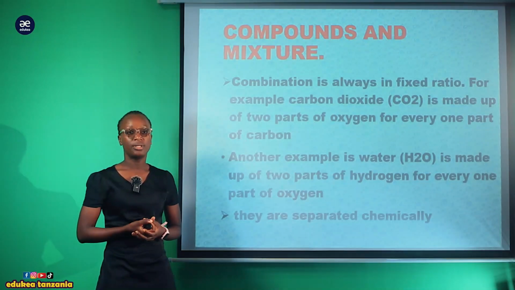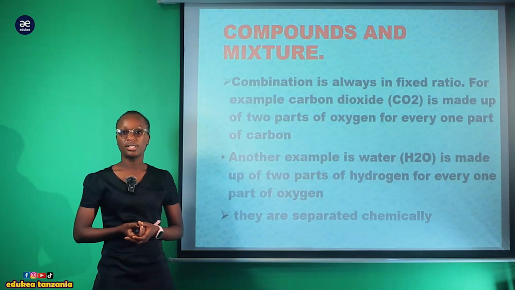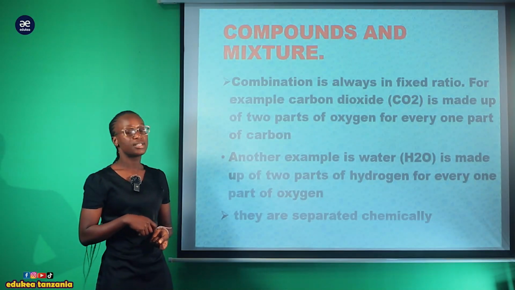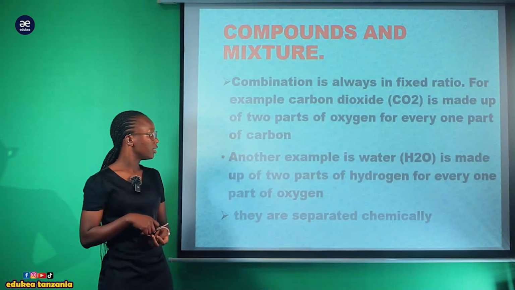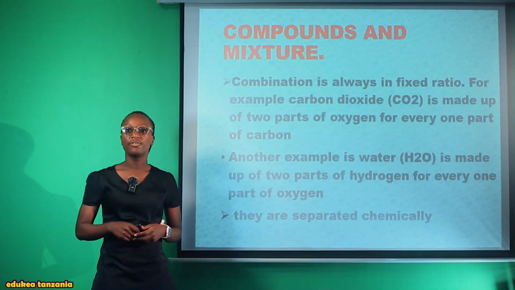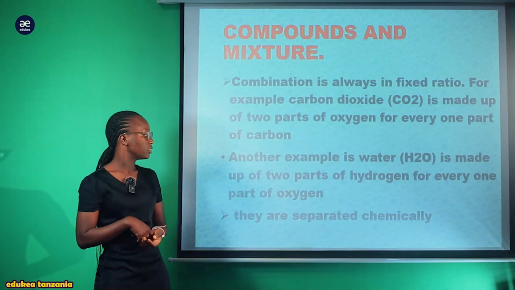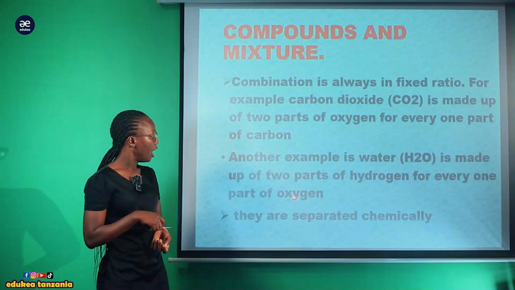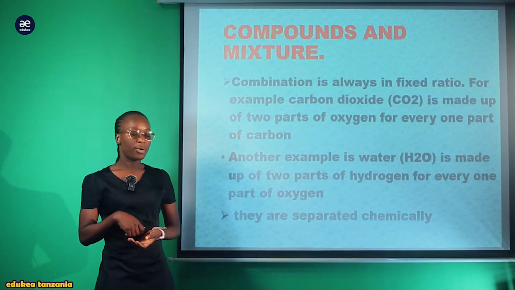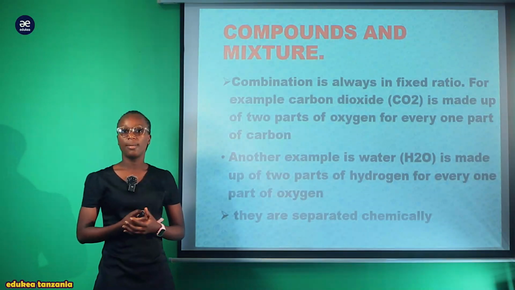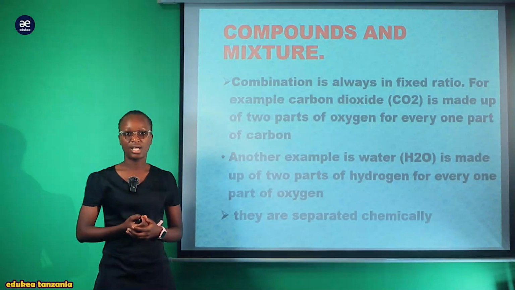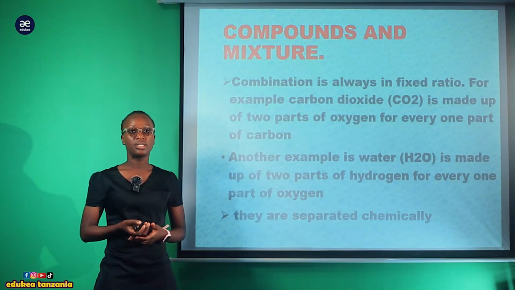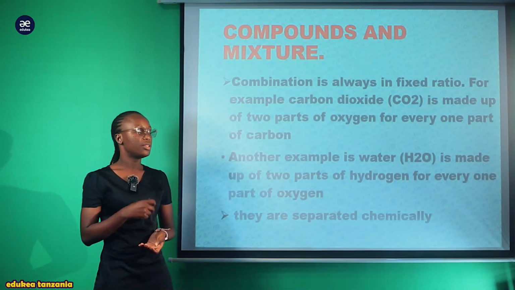What does it mean? For instance, we have carbon dioxide. In carbon dioxide, you see we have two oxygen in one carbon, and also in the combination of water, we have two hydrogen in one oxygen. So they are in a fixed ratio. They are specific. Also, in this compound, they are always separated by chemical means. We can't separate them physically, while a chemical reaction should be involved so as to separate these compounds or this combination of these compounds.